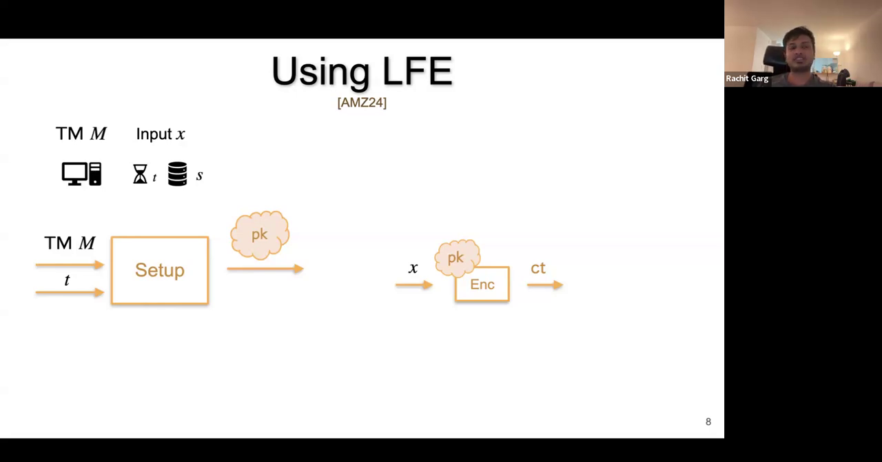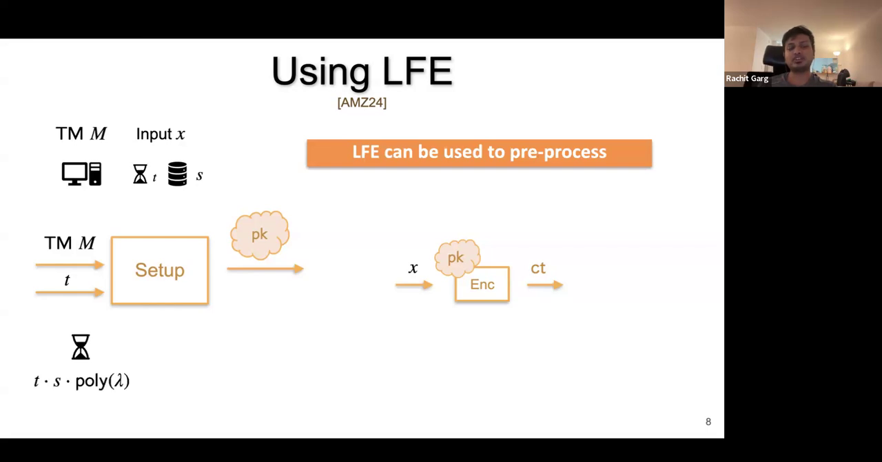So what do I mean by pre-processing setting? The setup can take the Turing machine M and some time t and output this public key in some large amount of time. So it can take t times s times poly lambda to generate this public key. But once this public key is generated, because it's short, it only depends on s times poly lambda, you can actually make the encryption algorithm efficient.